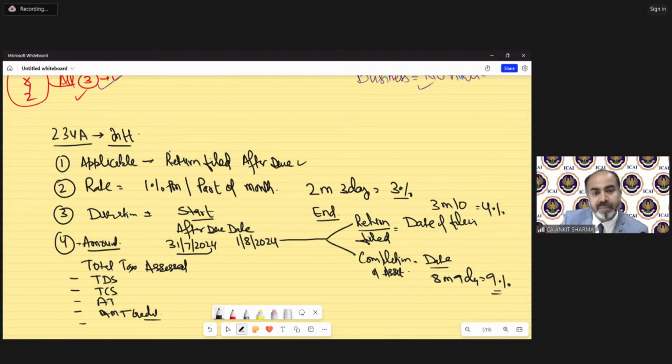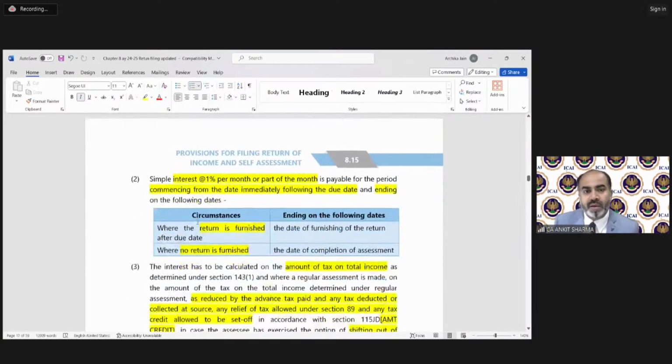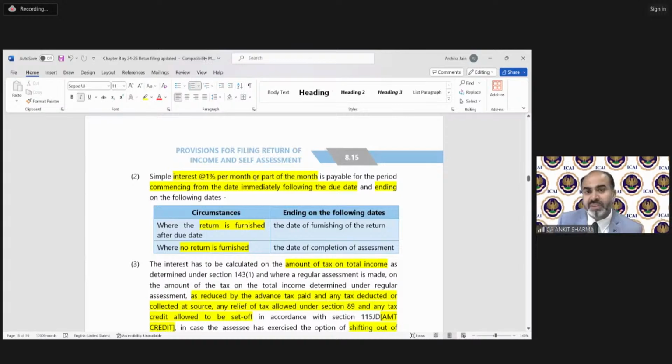And then any other tax. So this value, whatever amount will remain over here, that is going to be charged with section 234A interest rate. We have all the provision over here. So simple interest 1% per month or part of the month is payable for the period commencing from the date immediately following the due date and ending on the following date.